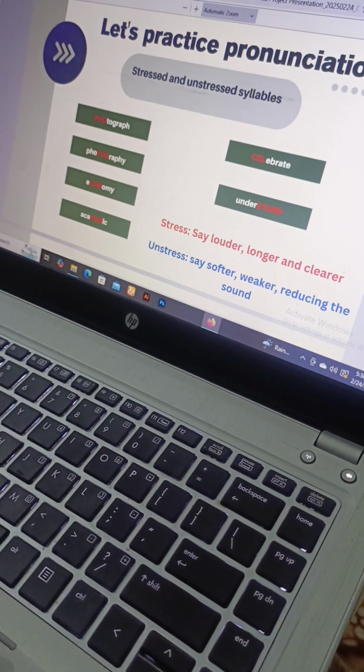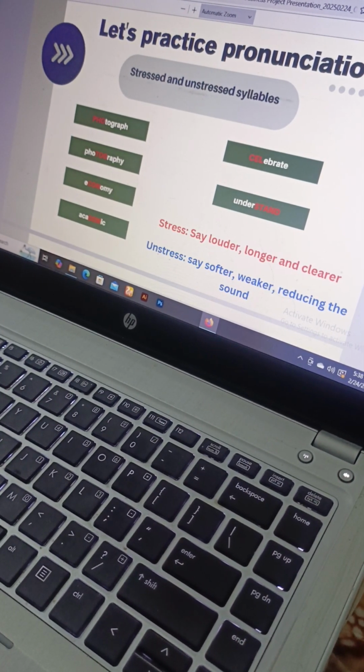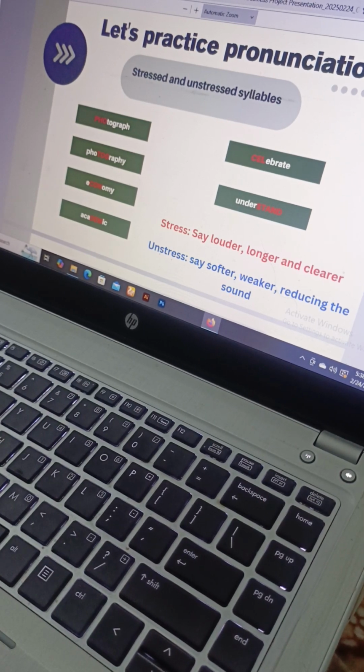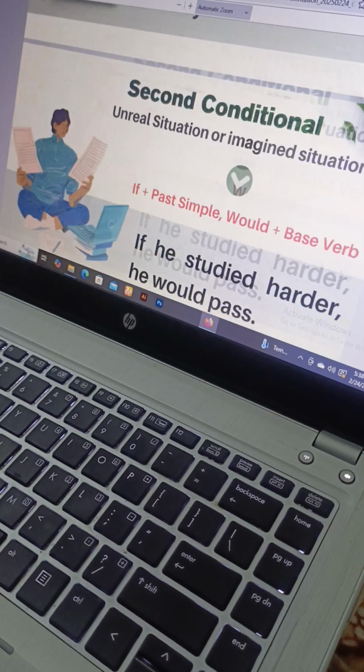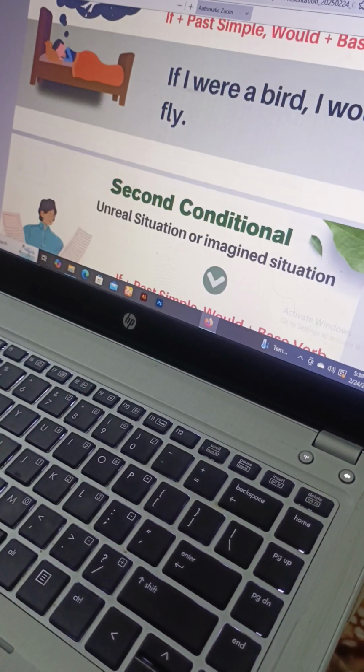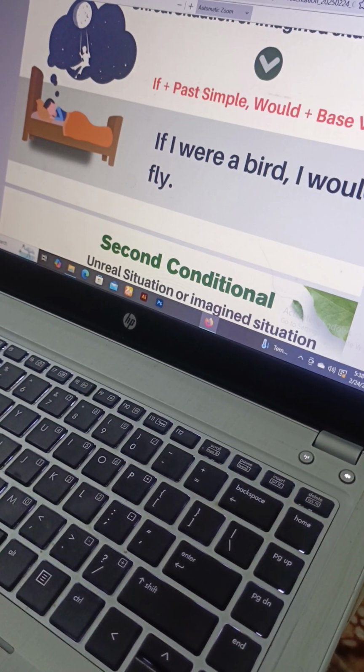Now, let's practice some pronunciation things here. Another thing before moving to the pronunciation, if you see in the slide where I talked about कि अगर मैं परिंदा होती तो मैं उड़ जाती. If I were a bird, I would fly.